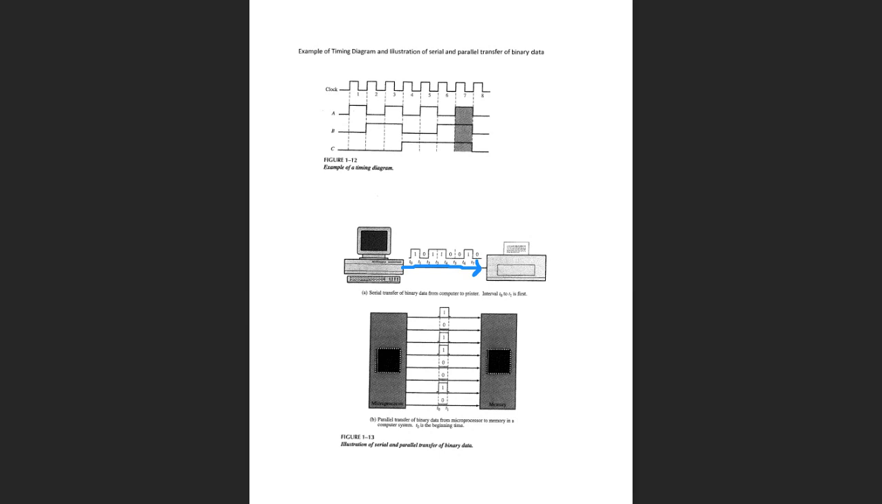Now, it's a little hard to see this, but I have a microprocessor on the left, and I have memory. Maybe I'm working on some bits in the microprocessor, and when I'm done, the microprocessor wants to move the bits over to memory so we can store them. Notice in this diagram, there are 8 data lines.